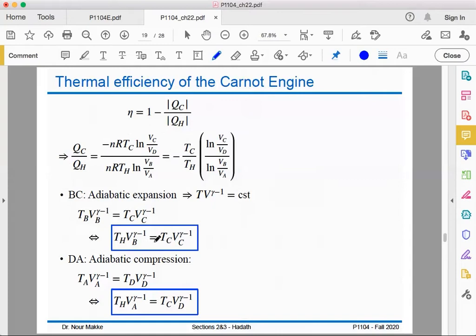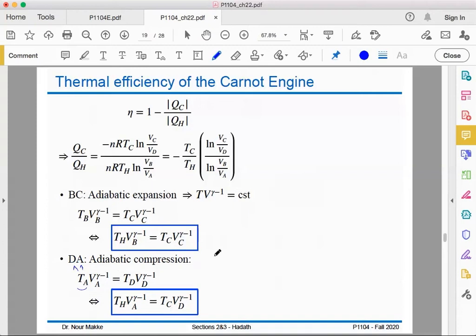Okay, so TC here is cold, and each one stays multiplied by the V_B and V_C. In the same way, we can write the DA, which is an adiabatic compression, but in this case what differs is, again we can write exactly the same thing. So TA VA^(gamma-1) equals TD VD^(gamma-1). So here we are working on the two endpoints of this process. And so we replace TA by T hot and TD by T cold.